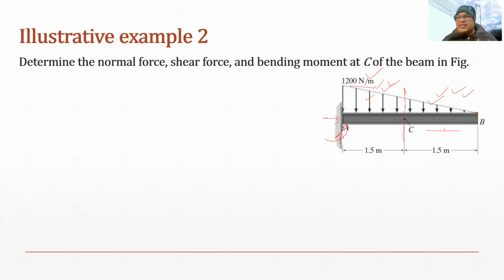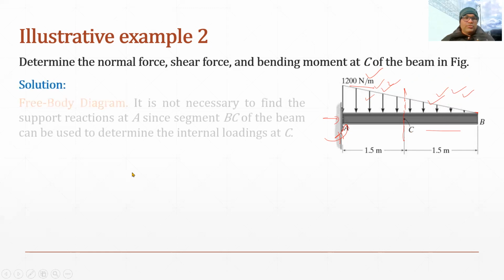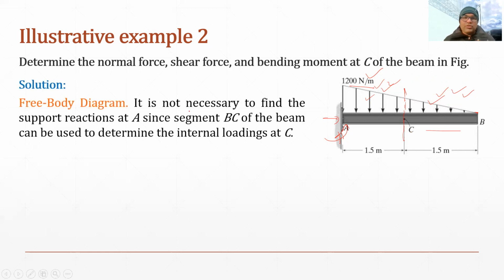So while taking the right hand side segment, there is no need to calculate reactions. So this is what I have written. It is not necessary to find the support reaction at A since we have taken segment BC, and we will be using segment BC to determine the internal loading at point C. So in this segment, there is no need to have the reactions.